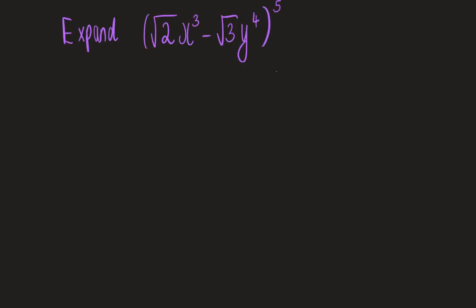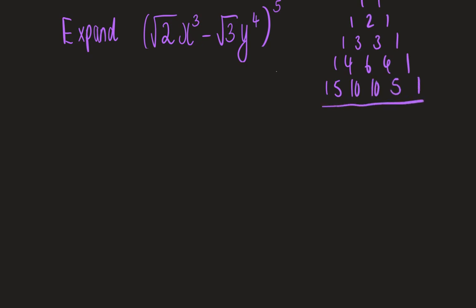Okay, let's have a look at a surdy one. We've got a bracket raised to the power of 5, and we're expanding it. So step 1, Pascal's triangle up to row 5. So 1; 1, 1; 1, 2, 1; 1, 3, 3, 1; 1, 4, 6, 4, 1; 1, 5, 10, 10, 5, 1. Noticing, I've got up to row 5. Remember, row 5 starts with 1, 5. So I can stop there.